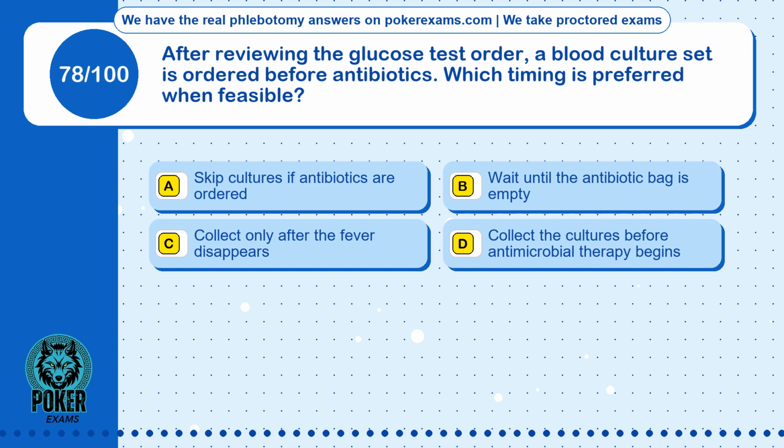Question 78. After reviewing the glucose test order, a blood culture set is ordered before antibiotics. Which timing is preferred when feasible? Option A. Skip cultures if antibiotics are ordered. Option B. Wait until the antibiotic bag is empty. Option C. Collect only after the fever disappears. Option D. Collect the cultures before antimicrobial therapy begins.